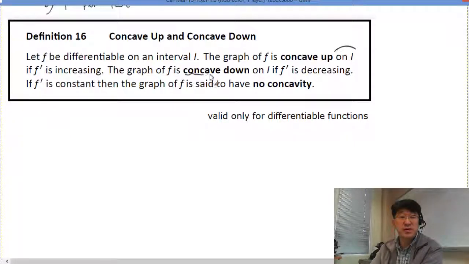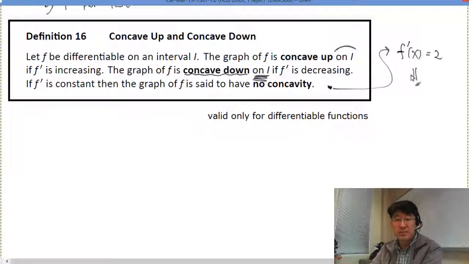The graph is called concave down on, again, usually an open interval, if the derivative is decreasing. If f prime is constant, then the graph is said to have no concavity. That's interesting and probably easier to understand. Let's consider an example. F prime of x being constant. Let's say that was 2. What do you think f of x is?